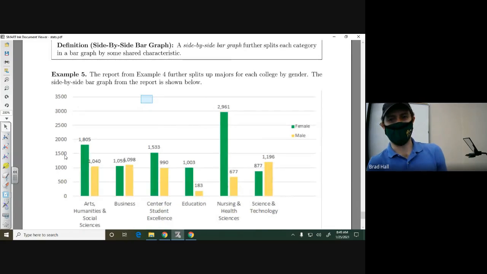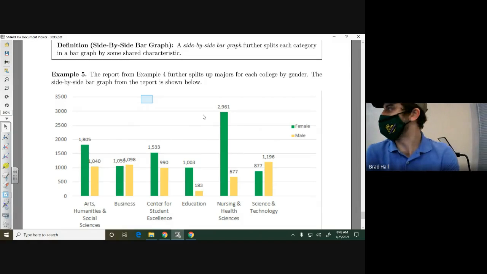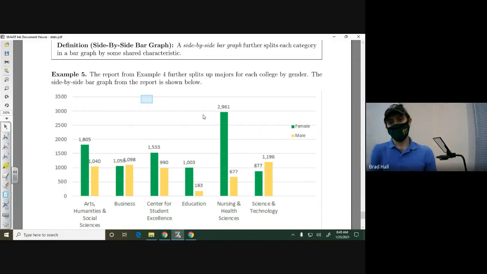I actually got this straight from that same report I brought up before. So that exact report shows a side-by-side bar graph. And men and women are generally the most popular characteristic that is used. Normally, they like to do this as well for studies about improving diversity on campuses. They like to split this up by the proportion of a particular group relative to that major. And this is done all the time.